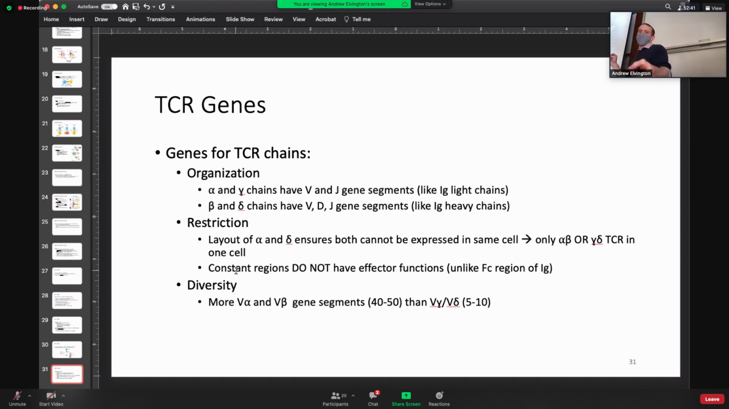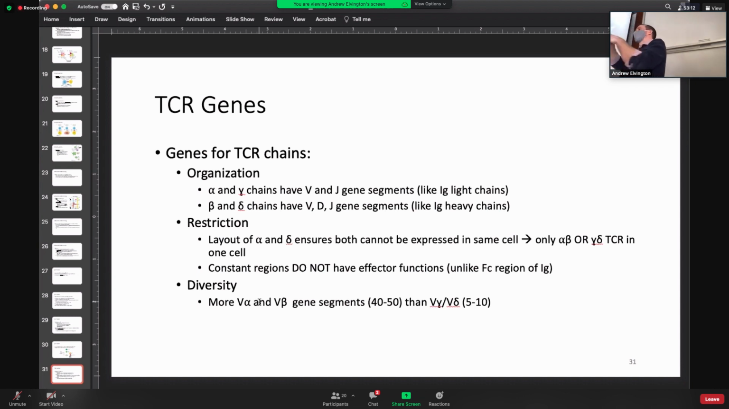It's the idea that these constant regions, some of them allow interaction with the co-receptor, but they don't have an effector function, right? Our immunoglobulins, when they're secreted, that Fc portion can activate a macrophage or stimulate opsonization. These aren't being secreted, so those constant regions aren't inducing an effect. And then our alpha and beta genes have significantly more diversity. There are 40 to 50 gene segments possible.